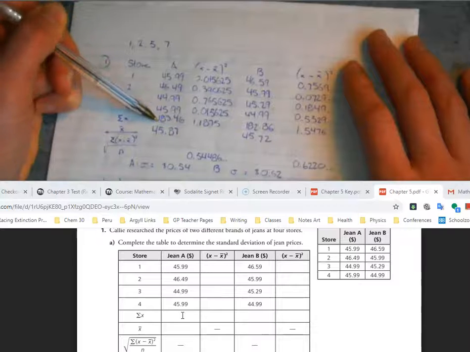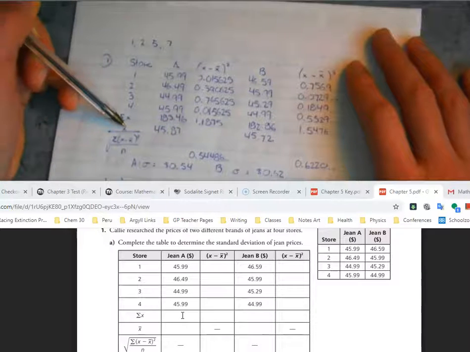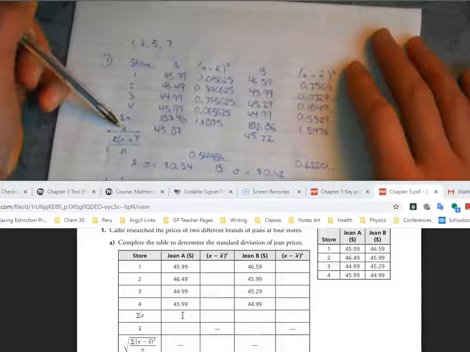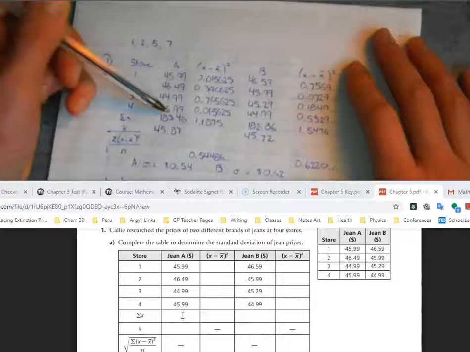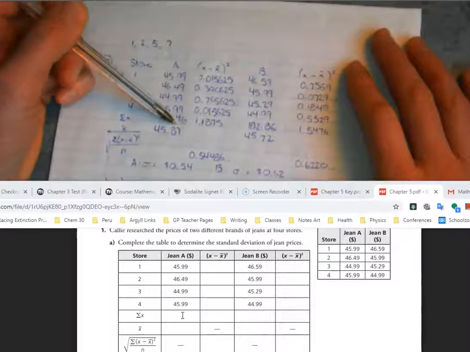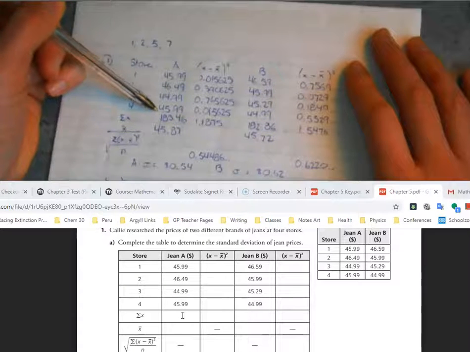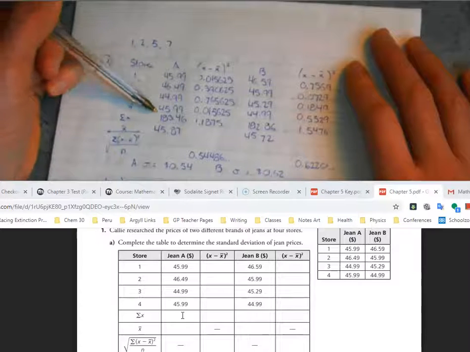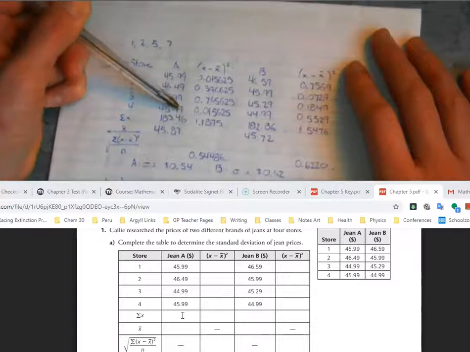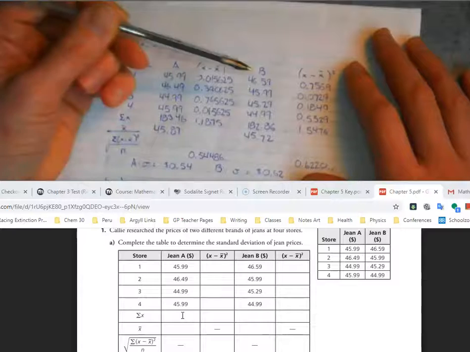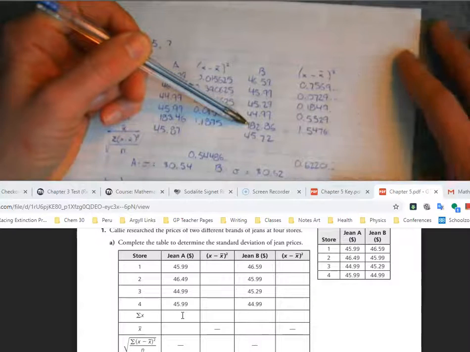So I got 183.46. And then the next thing it tells you to do is find the mean. You can see that it's the x with that little bar on top. All that means is it's the same as finding an average like you've done before in math. You take that total value and divide it by the number of values in the data set. In this case, there were prices from 4 different stores. So we're going to do 183.46 divided by 4, and that gives us the mean price of the jeans, which was $45.87. I did the same thing for B.